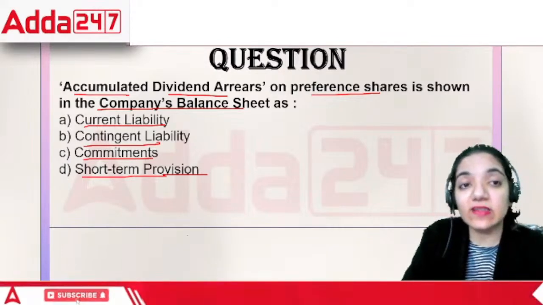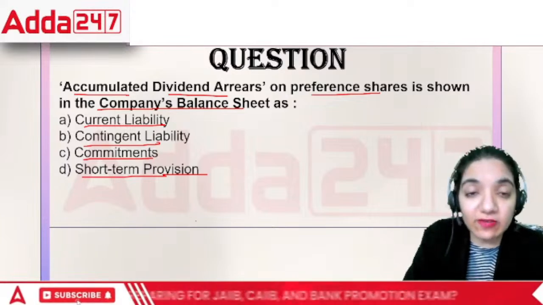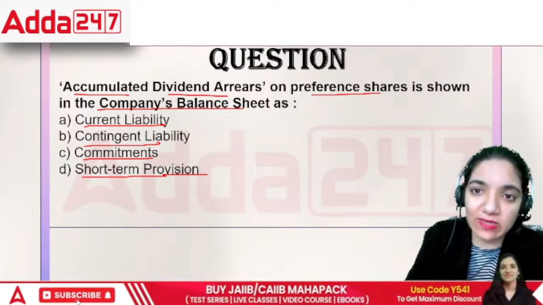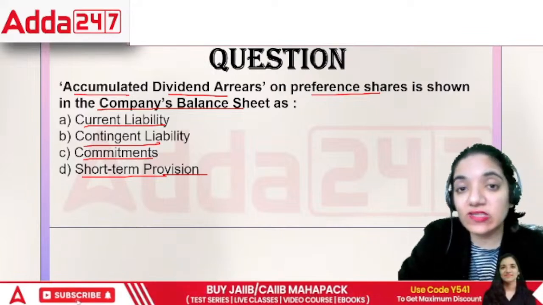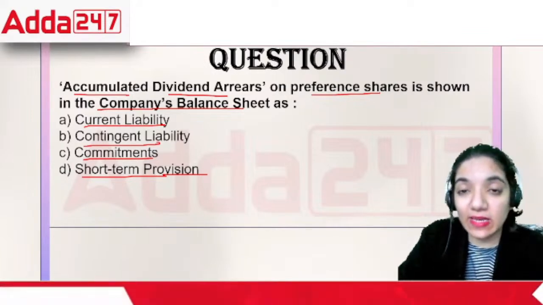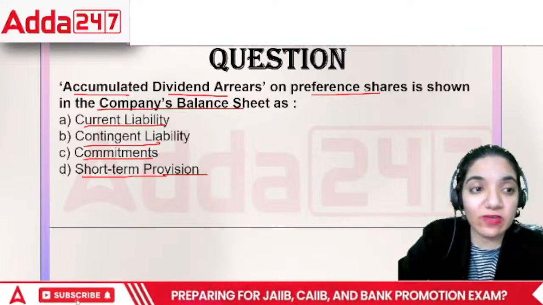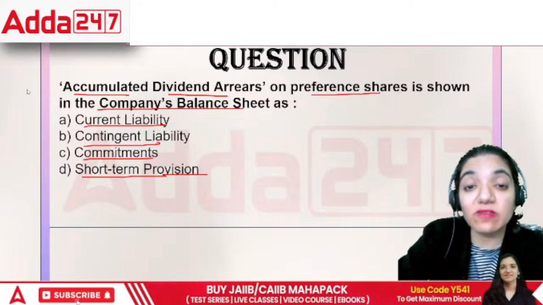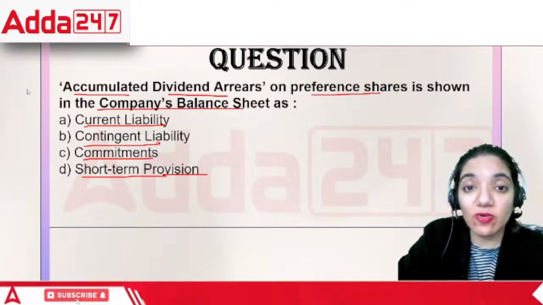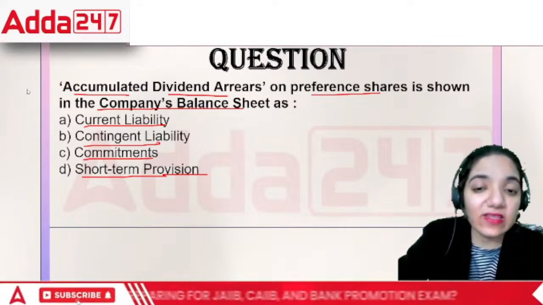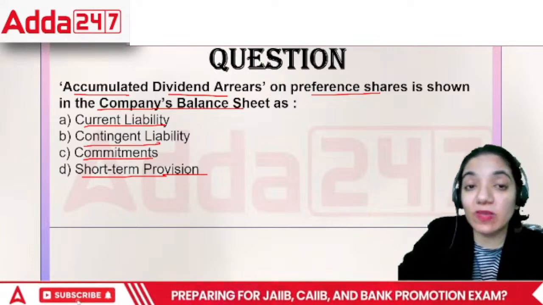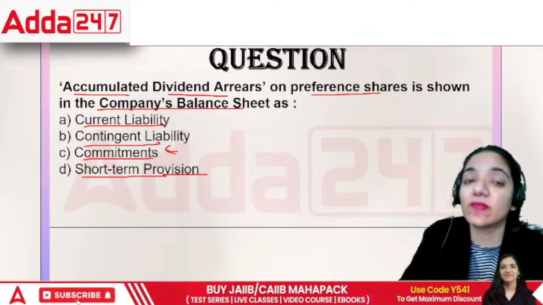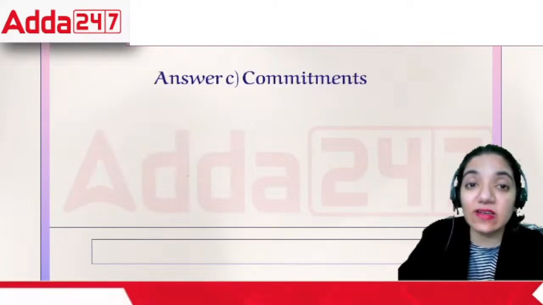Accumulated dividend arrears, that means we are supposed to pay dividend to the preference shares, but normally we are not bound, depending upon the particular shares that the preference shares would have taken. It would depend upon the situation, whether we are going to pay this year or not. So when we have this particular scenario of accumulated dividend, there is no foundation that we are supposed to pay in any case. So it's basically a commitment, right? So we note it as a commitment.